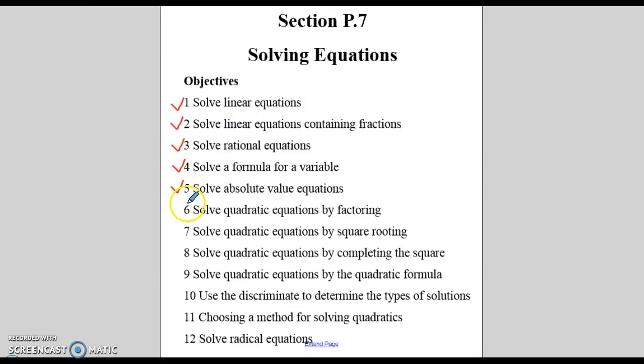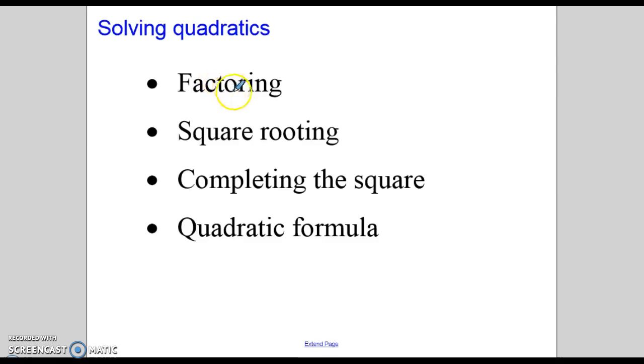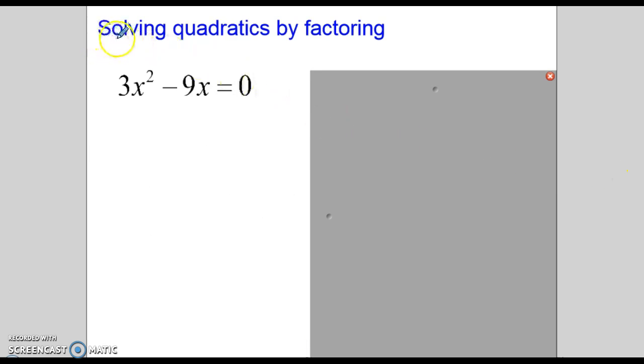We are now going to look at how to solve quadratic equations, and our first method we're going to look at is factoring. In the next few videos we'll touch on factoring, square rooting, completing the square, and the quadratic formula. We're going to start with factoring. This is definitely the easiest method if it's factorable, and if you are good at factoring, which I hope you are by now because we've practiced it quite a bit.